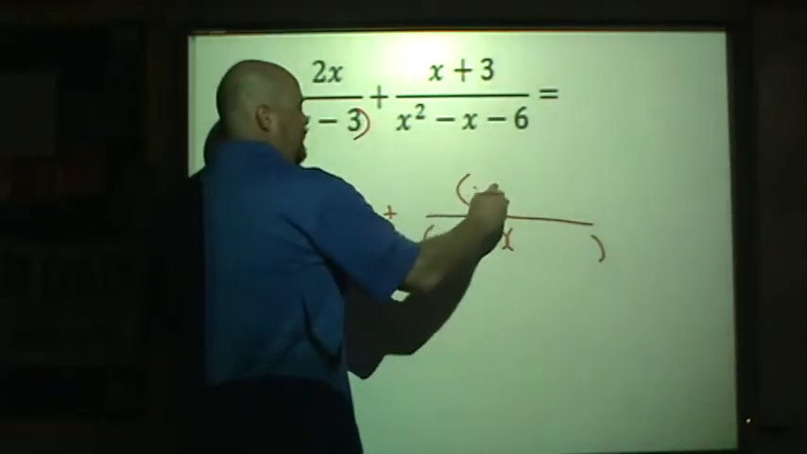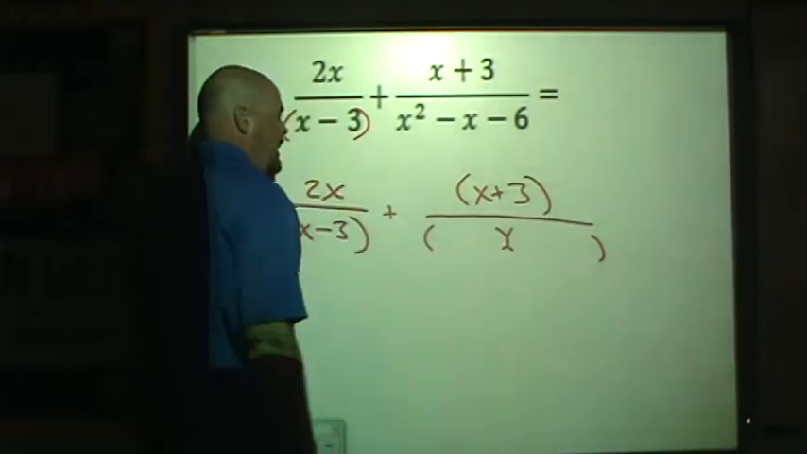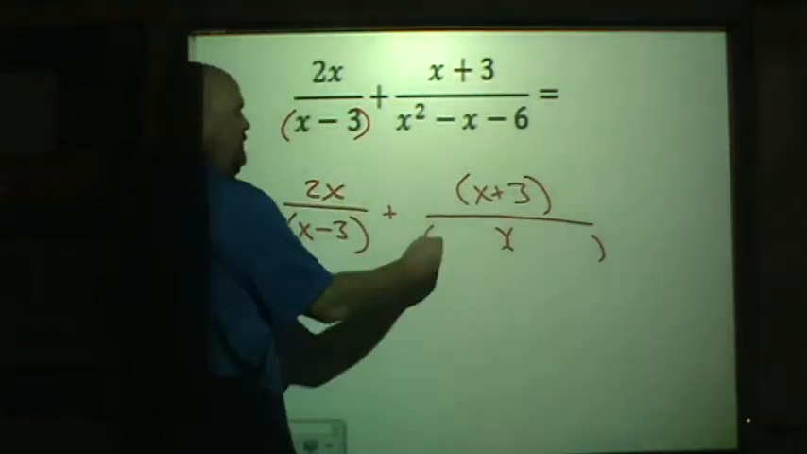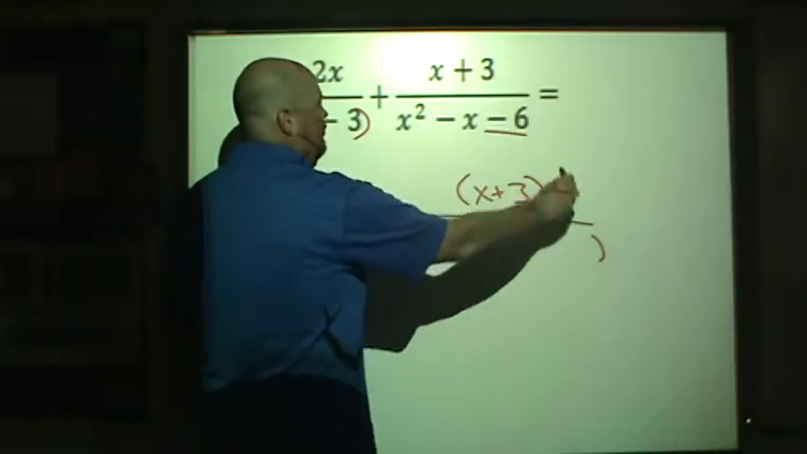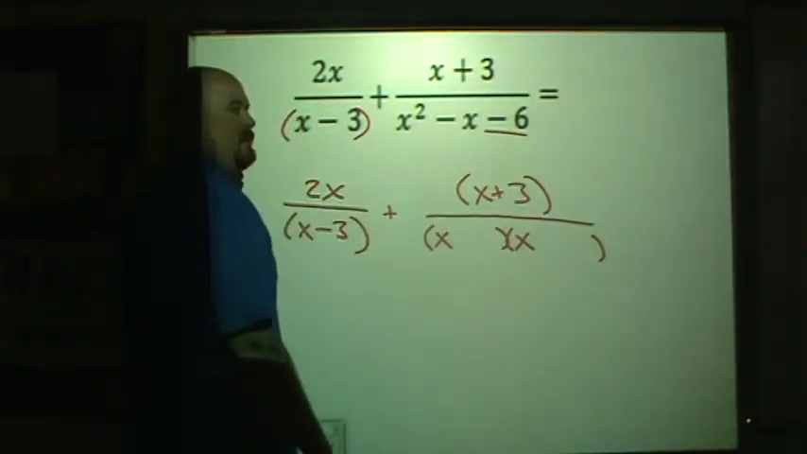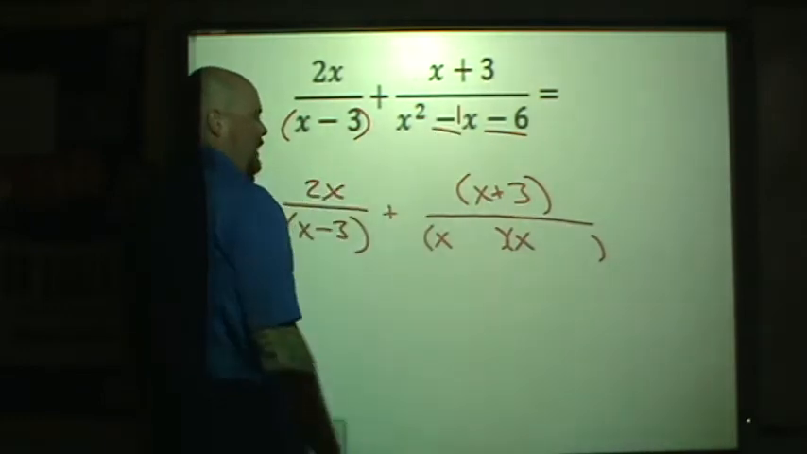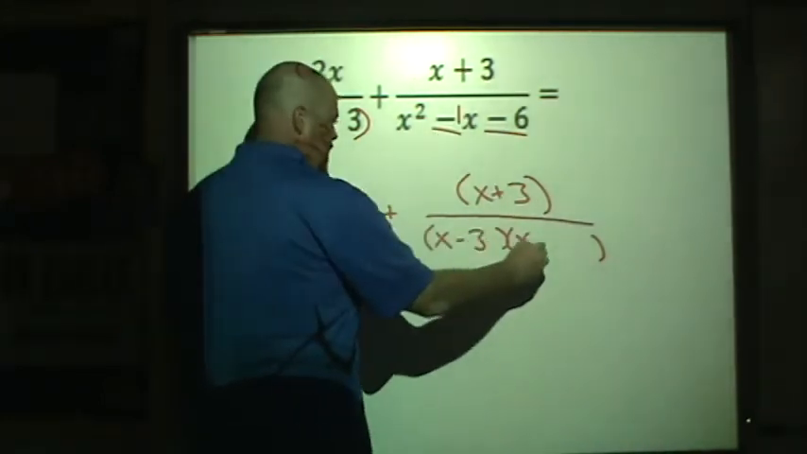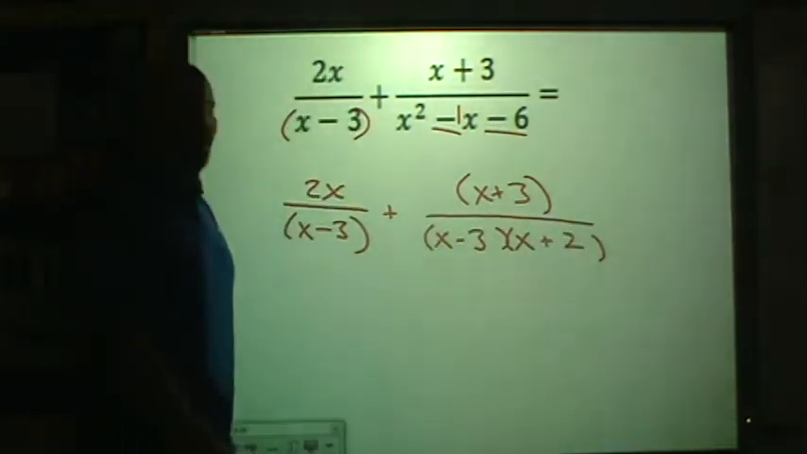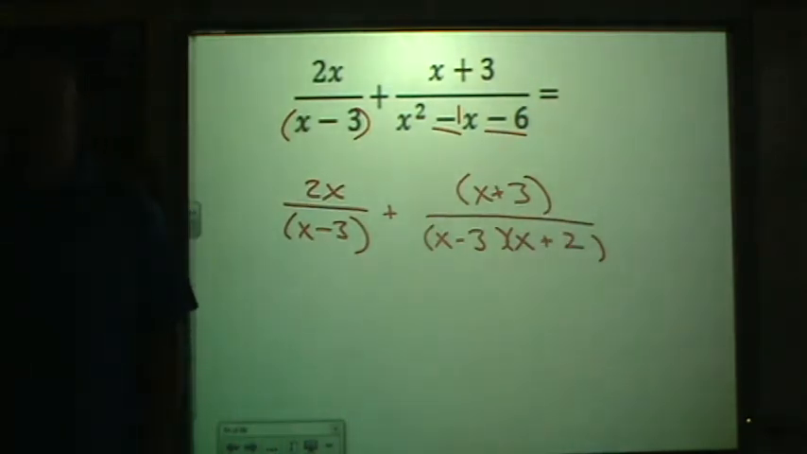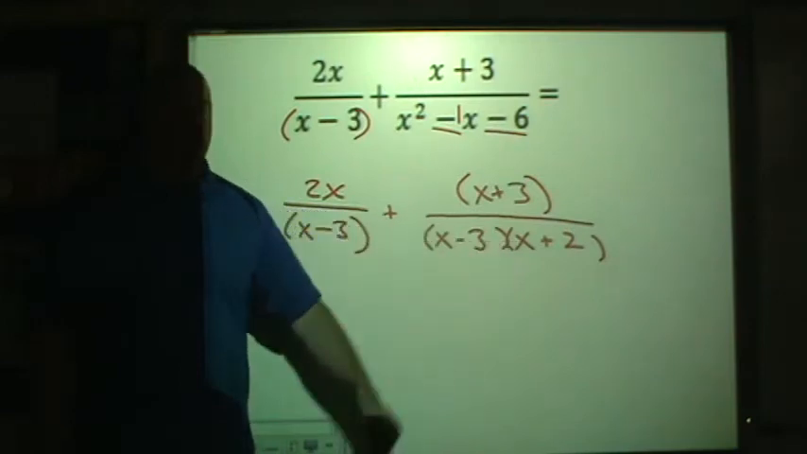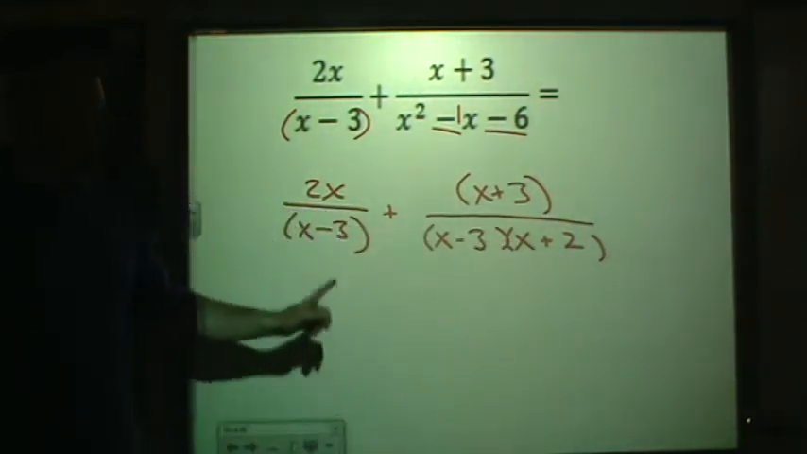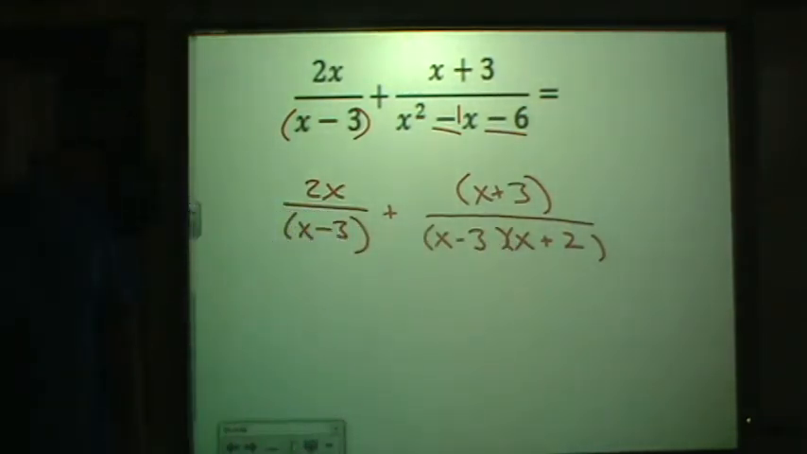Up top, x plus 3 is x plus 3. But on the bottom, maybe I can do x and x, find two numbers that multiply to be -6 and add to be -1. That would be -3 and +2. So my denominators parts, if you will, are x minus 3 and x plus 2. Over here, I have an x minus 3.